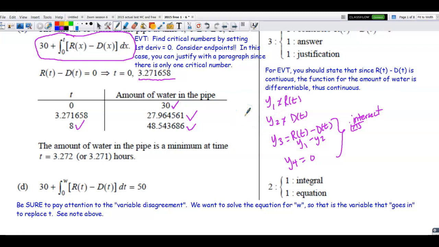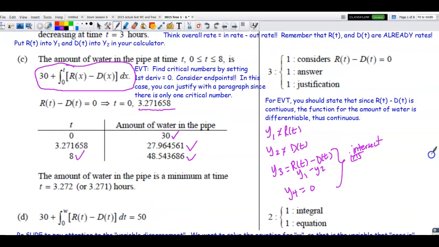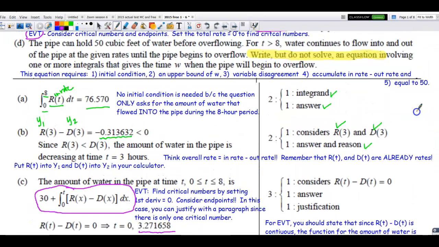But the most important thing, I cannot stress enough, you can't just justify a local argument by saying the derivative, in this case, r of t minus d of t, changes from negative to positive. It will not get the justification point. Okay, I've pounded that enough.